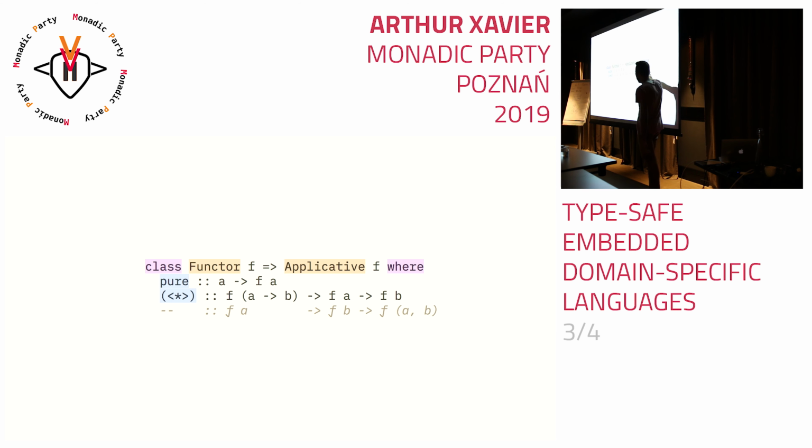And this is called the apply operator, and it basically takes a context that contains a function from A to B, and a context with an A, and gives you back a context with a B. This is isomorphic to this operation here, right? Because you just have a context producing an A and a context producing a B, and you have a context producing a tuple of A and B.